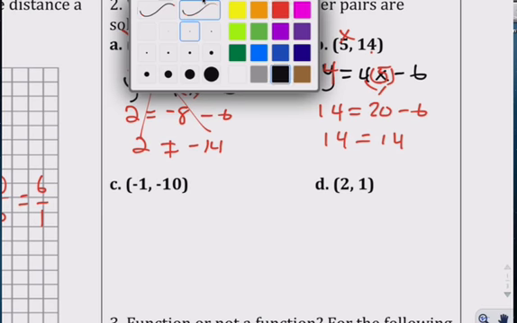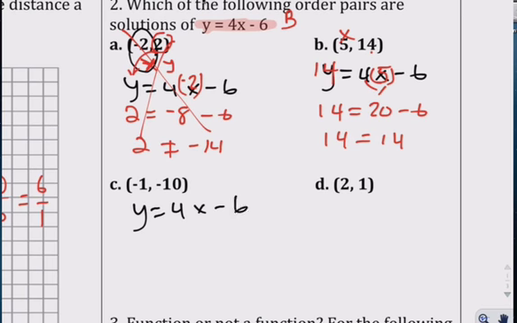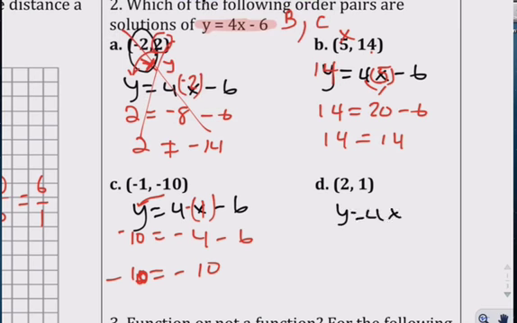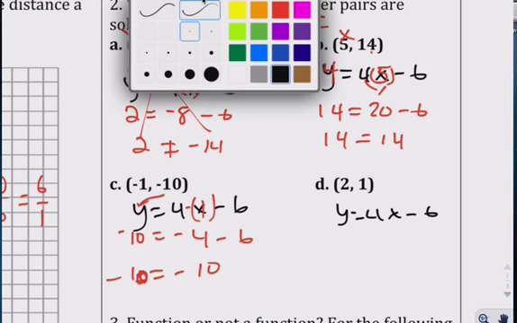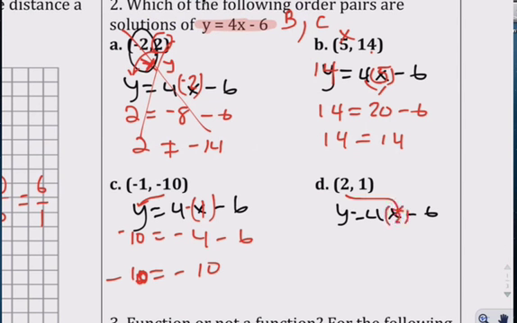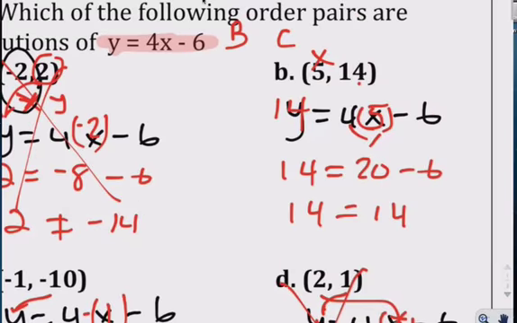Okay. So you do y equals 4x minus 6. y is negative 10 equals negative 4 minus 6, which is negative 10 equals negative 10. B, C are solutions. Let's see. Let's do D. y equals 4x minus 6. x is 2 here and y is 1 here. So 1 equals 8 minus 6. 1 is equal to 2? Nope, not a solution. So B and C are solutions, okay?